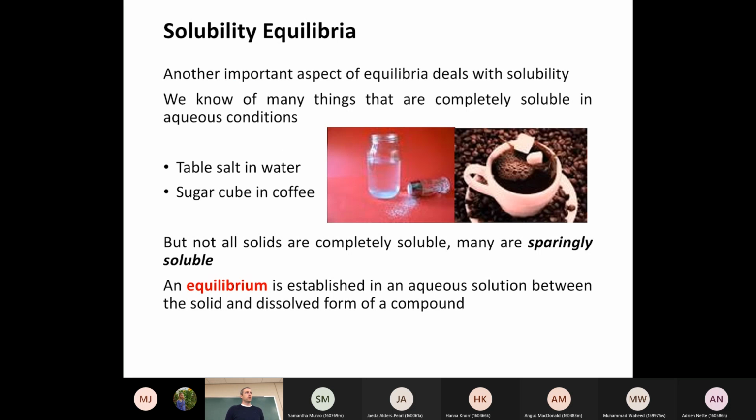We know something like salt, if you put it in water, will dissolve to a pretty great extent. Sugar will dissolve to a huge extent in water. You can get a lot of sugar in water. Those are very soluble. But really, any substance, if you put enough of it into a solvent, will reach a limit at which it won't dissolve any further. We call that saturation. And so once a substance is dissolved to the point of saturation, and if there's still additional solid present that has not dissolved, there's an equilibrium that's established between the remaining solid and the ions or molecules that are dissolved in solution.